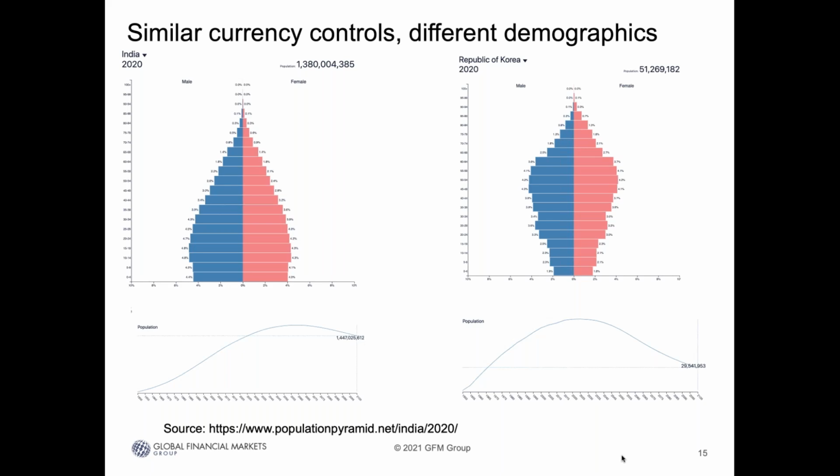And in fact, if you look at the bottom half of that, Korea's population is expected to decline from over 50 million today to less than 30 million by the end of the century. Again, if you're looking at it from a point of view of economic growth and the future of a country's demographics, that will give you very, very different drivers for the Korean won than for the Indian rupee.